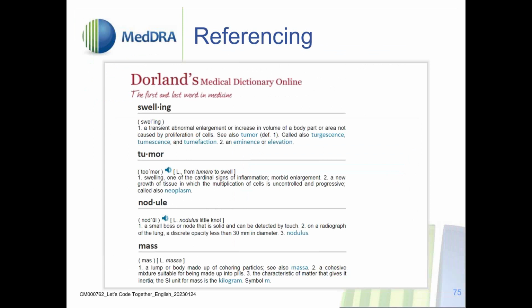What is swelling? Swelling relates to a transient abnormal enlargement or increase in the volume of a body part or area, and it's not caused by the proliferation of cells. The term tumor is used in two ways: as a synonym for swelling, or it could also describe a new growth of tissue, a neoplasia. The term nodule describes a small node that is solid, so it must be small, solid, and it can be detected by touch, or may also relate to an imaging finding of the lung. This is not the case here.